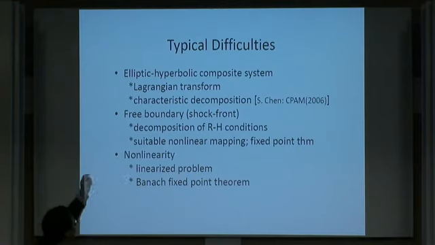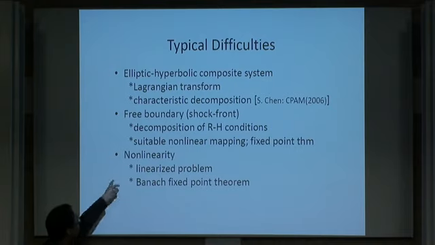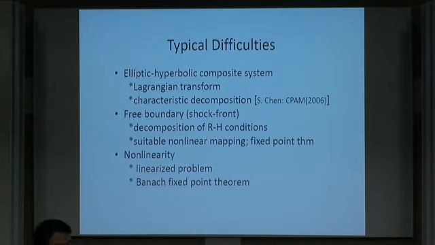To deal with this, the idea is to decompose the Rankine-Hugoniot conditions, establish a suitable nonlinear mapping, and then show that a fixed boundary exists by the Banach fixed point theorem. We can use this because we are dealing with a small perturbation problem, and we have a special solution. The third difficulty is the nonlinearity. For the subsonic flow, we first linearize it, and then get the solution of the nonlinear problem by the fixed point theorem. So these are the main difficulties, and later we will give ideas on how to deal with them.